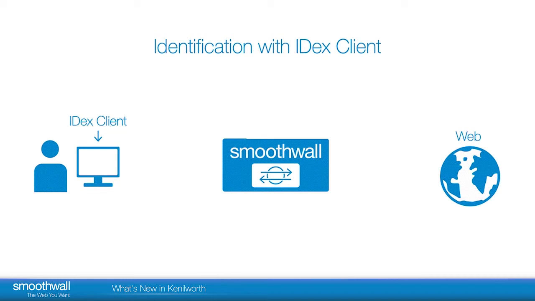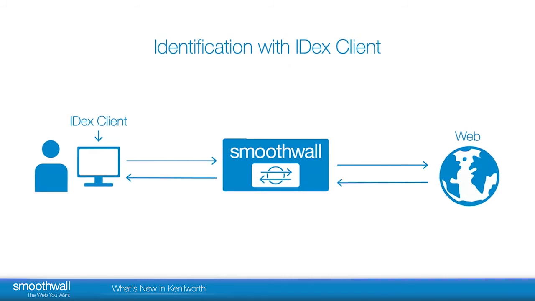When a user makes a web request, Idex Client forwards the logged-in user's username, groups, and web traffic to the Smoothwall. With no need to verify the user's permissions directly with the domain controller, the web content is returned according to the user's firewall and filtering policies. Idex Client also enables you to identify users behind NAT devices or logged in using fast user switching or terminal services.